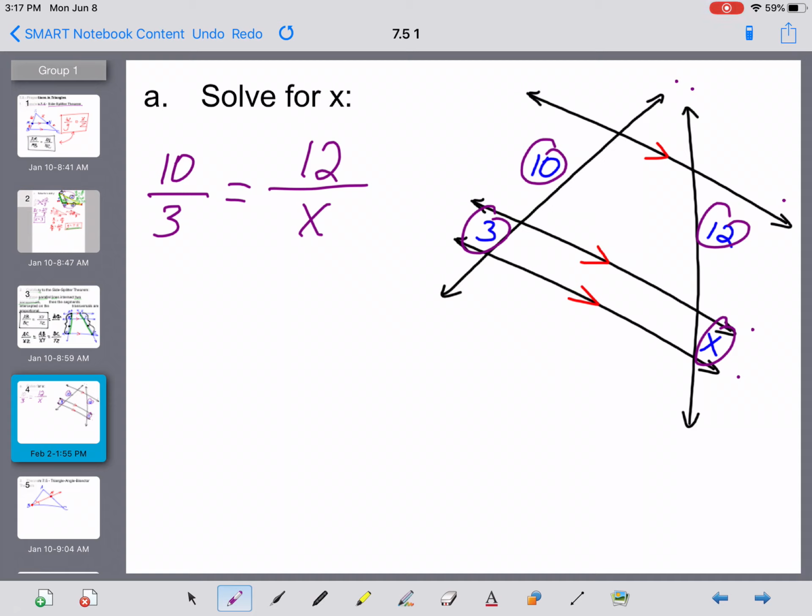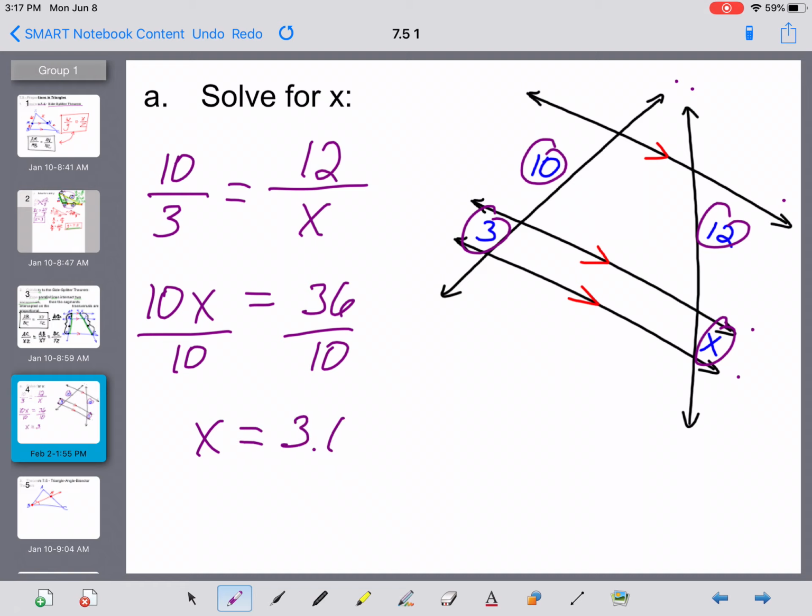All right, cross multiplying, 10 times x is going to give us 10x, 3 times 12 is going to be 36, and we'll divide both sides by 10 quickly here and get x is equal to 3.6.